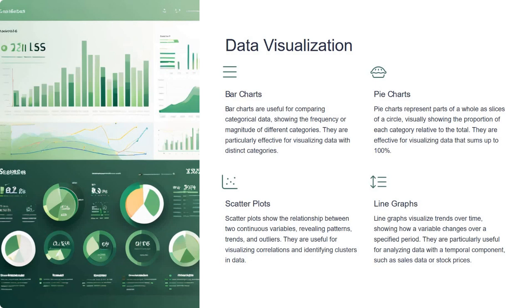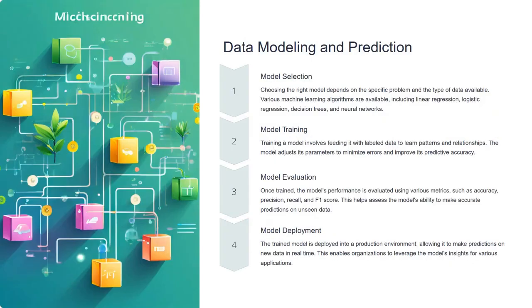Line graphs visualize trends over time, showing how a variable changes over a specific period. They are particularly useful for analyzing data with temporal components such as sales data or stock prices.